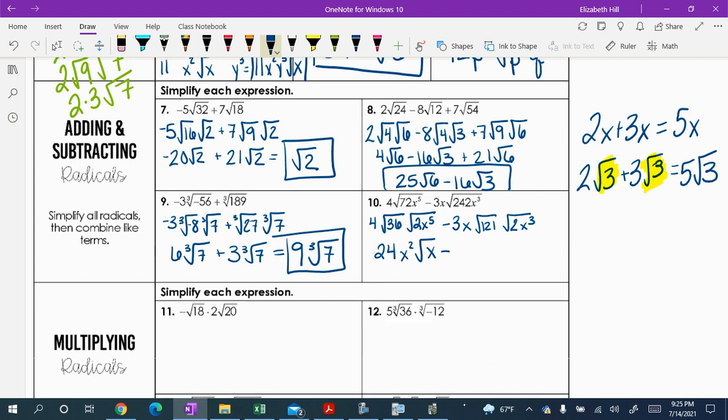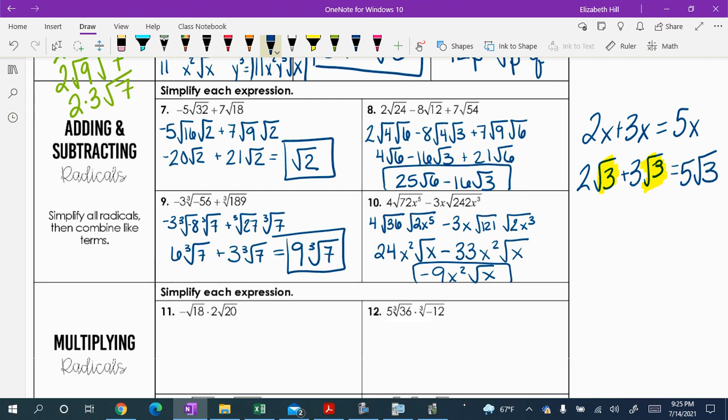Over on the other side, square root of 121 is 11. 11 times 3 is 33. And then since I'm taking the square root of x to the 3rd, I can take out one group of 2. That's going to turn this into x squared, and I'd be left behind with an x. So now if I combine these, 24x squared minus 33x squared gives us a negative 9x squared square roots of x.